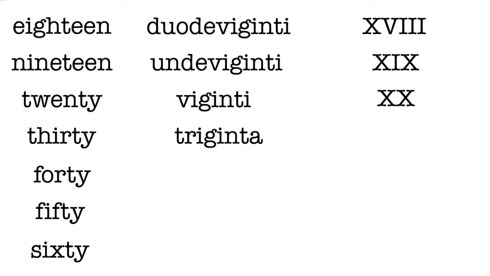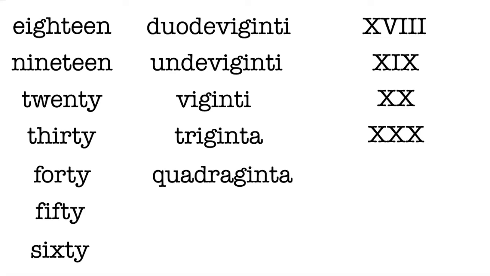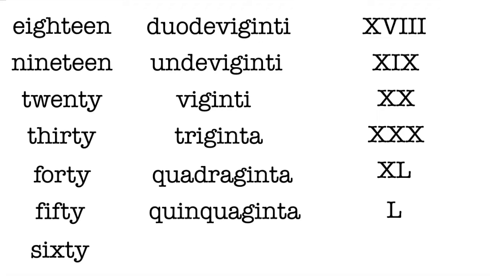And then 30, triginta, 3 X's. 40 is quadraginta, and that is XL, and that's because 50, quinquaginta, is L. So 40 is 10 before 50. And 60 is sexaginta, and that is L plus X, so 50 plus 10 gives us 60.